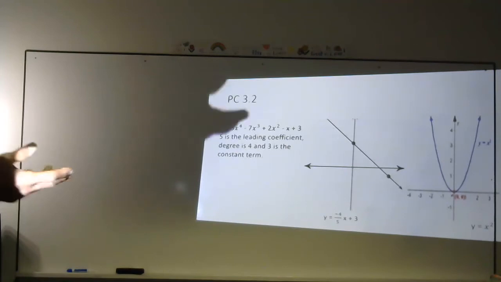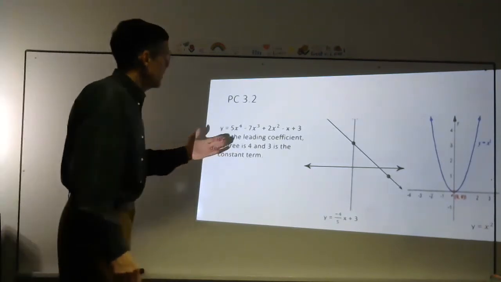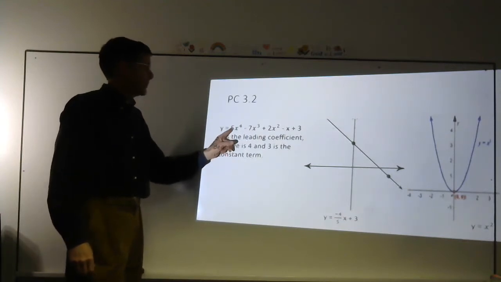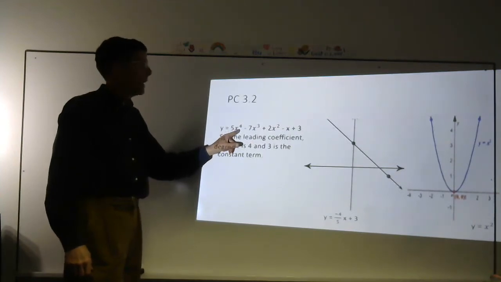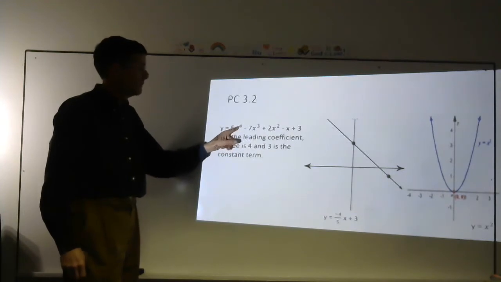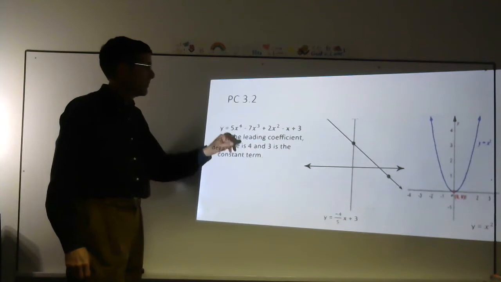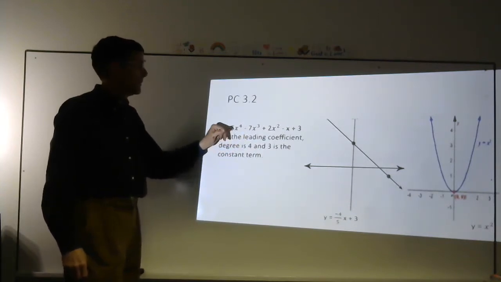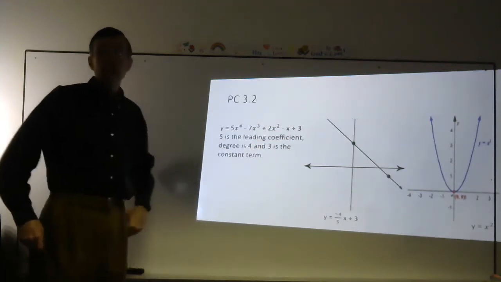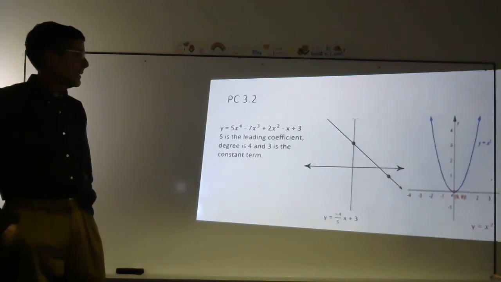Okay, just to get us started here, when you have a function, the 5 is called the leading coefficient. It's the number in front of the term with the highest power. Now, we already know that the highest power here is 4. The highest power is called the degree. So the number that's in front of the degree term is called the leading coefficient. The 3 is called the constant term way at the end.